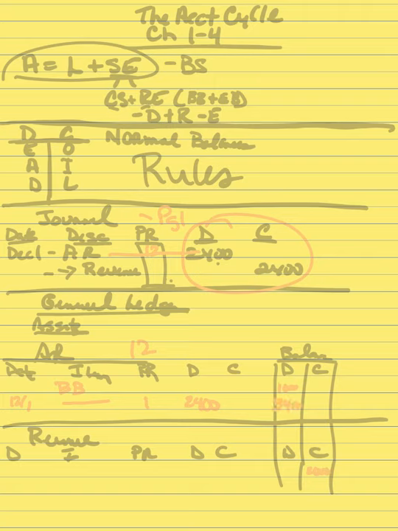This is what the rules of debit and credit means. A debit will increase an account with the normal balance of a debit. A credit will decrease an account with the normal balance of a credit. So you have to practice debits and credits in order for it to make sense.